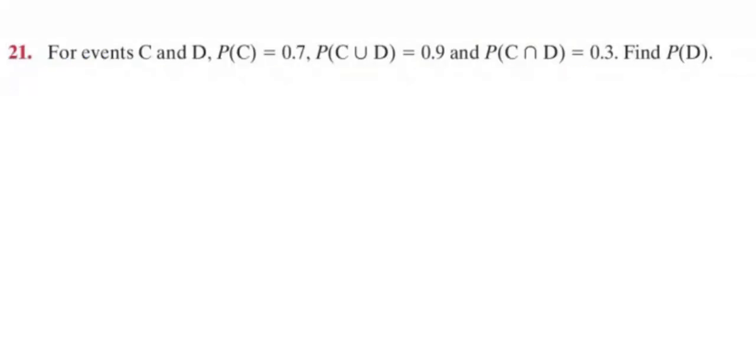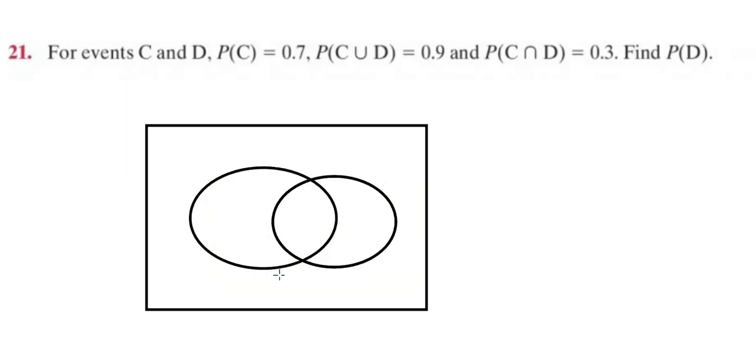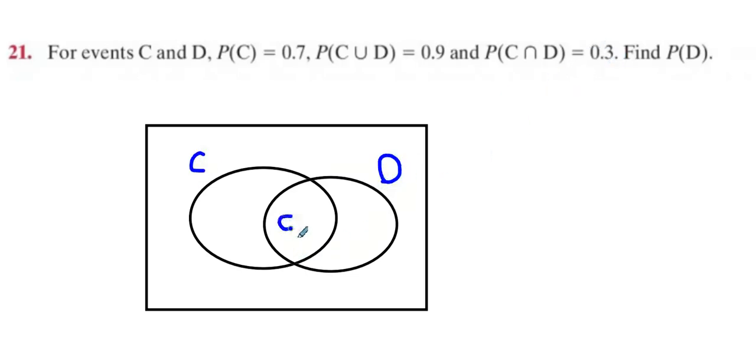So, Venn diagram again. I'm just going to draw two of them. You see, the solutions don't do it this way, but this is just the way I prefer to do them. So what do we call that? C and D. Now we have the middle again, don't we? That's 0.3, which will make this 0.4.